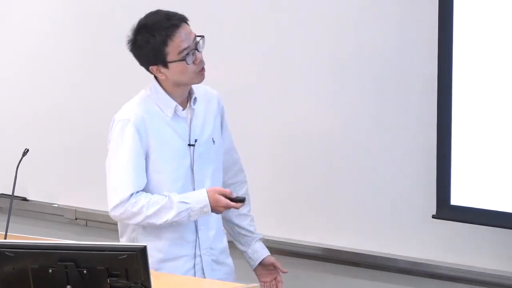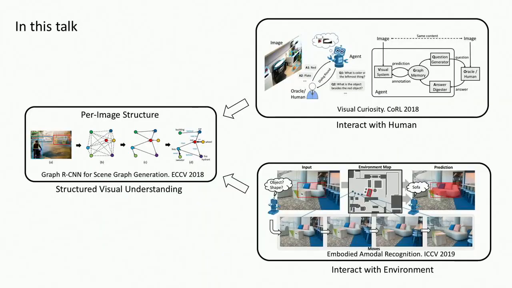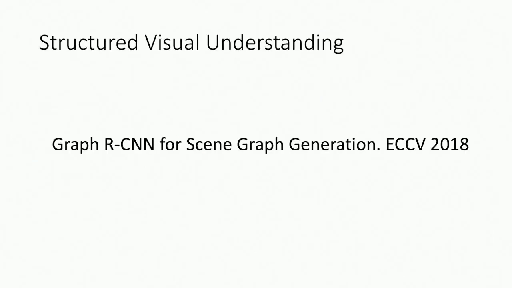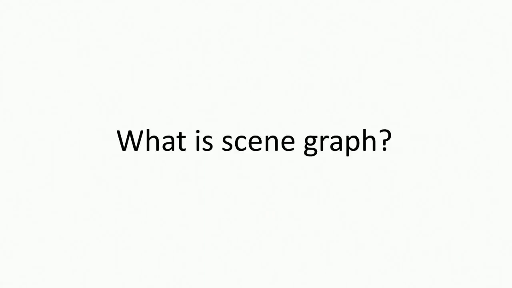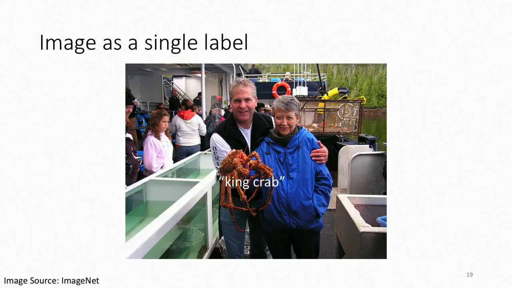So I will first talk about the scene graph generation model. This is our paper from ECCV last year. So what's a scene graph? Let's say we have an image like this. This is an image from ImageNet. We can categorize this image with a single label, for example, a king crab.